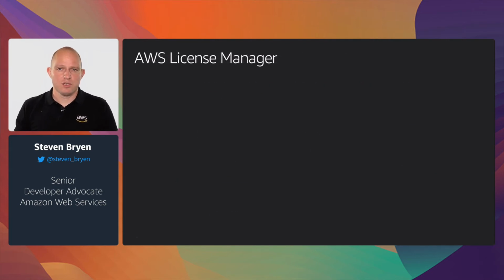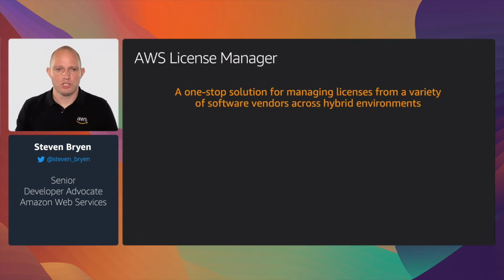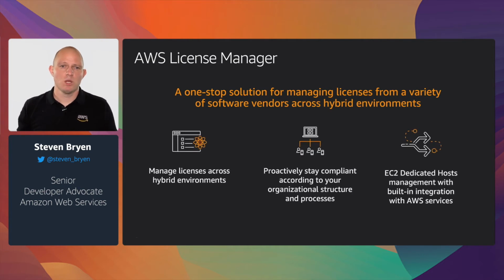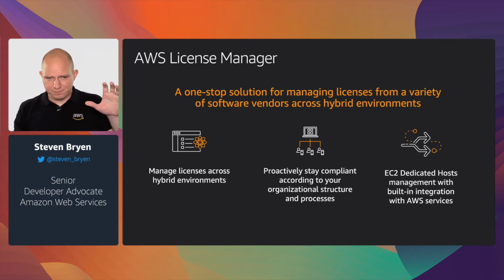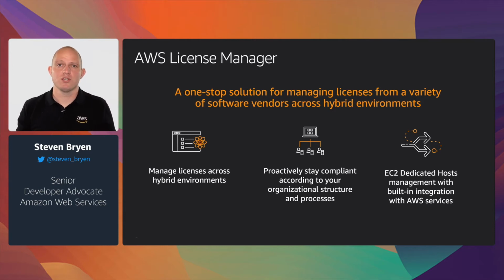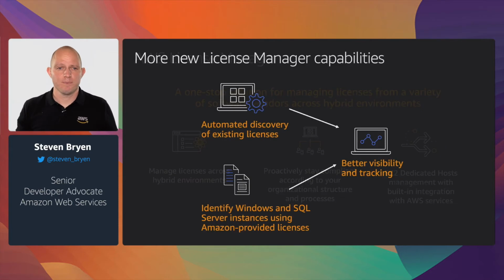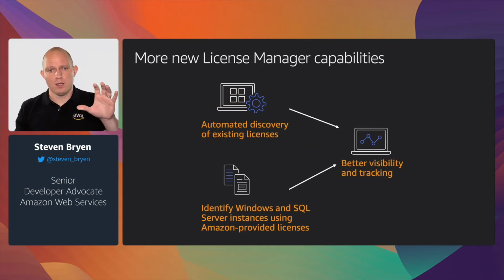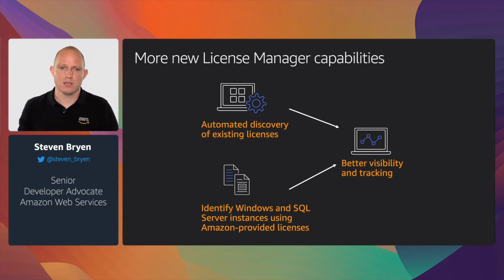Now, another application or service that we launched last year is something called AWS License Manager. This is a one-stop shop and solution for managing licenses from a variety of software vendors across different hybrid environments. Now, this allows you to stay compliant according to your organizational structure or process that you put in place, but also allows you to have integrated management with things like bare metal or EC2 dedicated hosts as well, where you may be bringing your own license and not using the AWS included license. So it supports automatic discovery of existing licenses in AWS, and gives you better visibility and tracking of your licenses and how you're managing them.